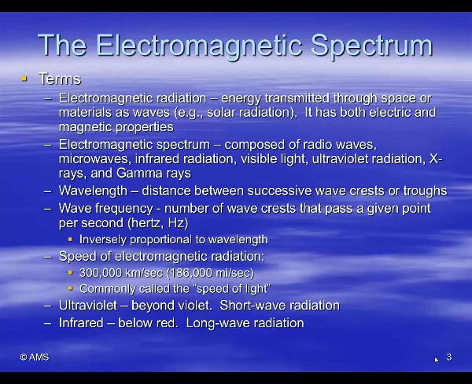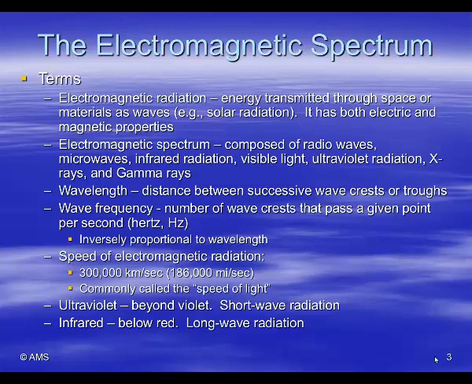There are many other forms, such as radio and TV waves, microwaves, infrared radiation, visible light, ultraviolet radiation, and X-rays and gamma rays. These are all electromagnetic waves, and they're part of the electromagnetic spectrum. They differ in their wavelength. The wavelength is the distance between successive wave crests or troughs.